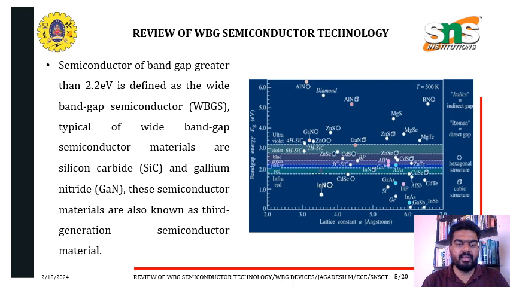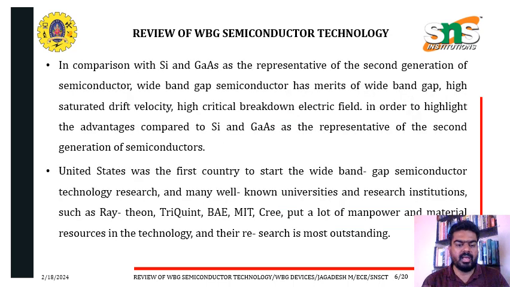A semiconductor with a bandgap greater than 2.2 electron volts is defined as a wide bandgap semiconductor, that is WBGS, typically silicon carbide (SiC) and gallium nitride. These semiconductor materials are also known as third generation semiconductor materials. In comparison with silicon and gallium arsenide, the representatives of the second generation of semiconductors, wide bandgap semiconductors have the merits of a wide bandgap, high saturated drift velocity, and higher critical breakdown electric field.